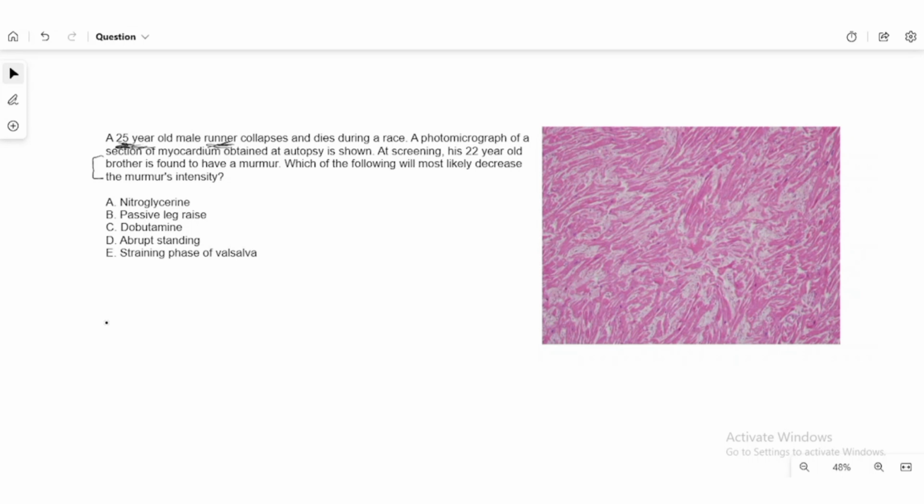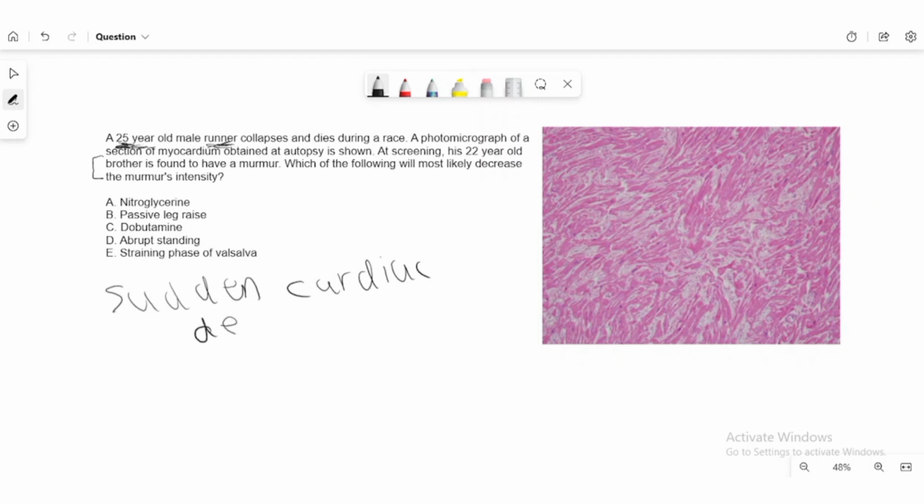So now we have some clues, right? What are our clues? Our clues are that we have a sudden cardiac death in a young athlete. What else? We also have the clue of this piece of histology.